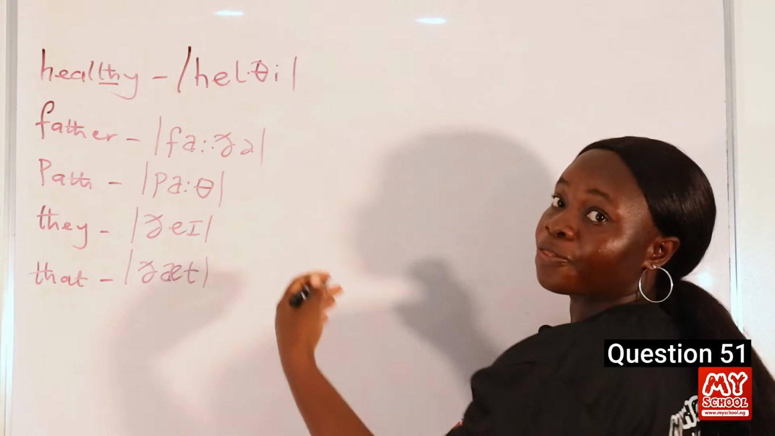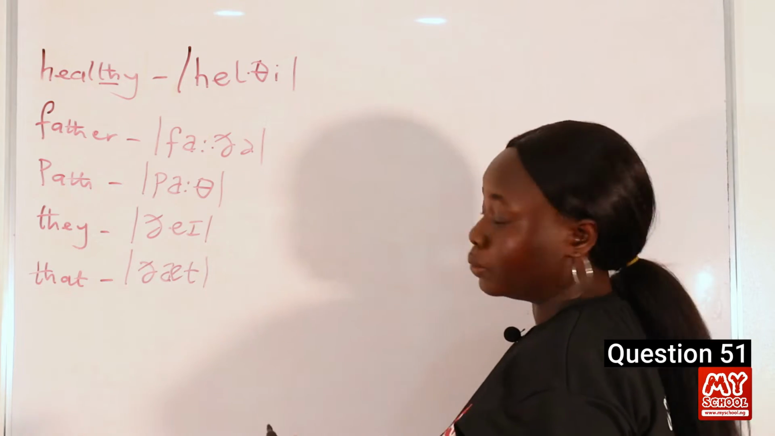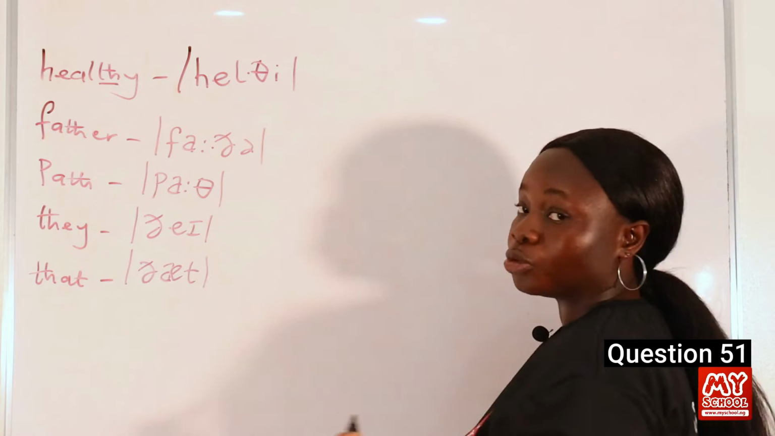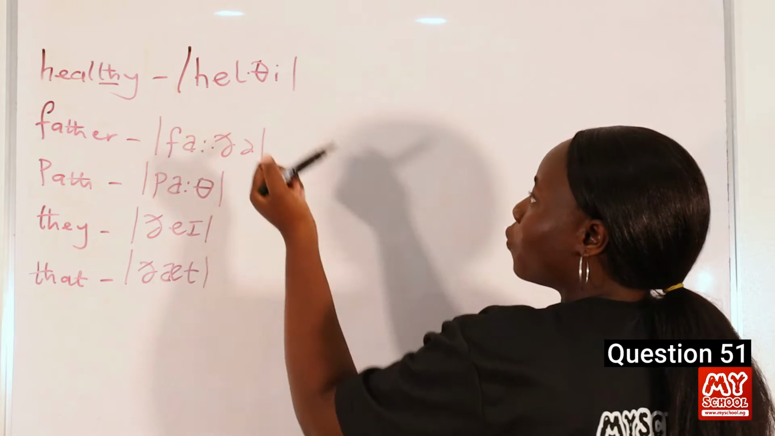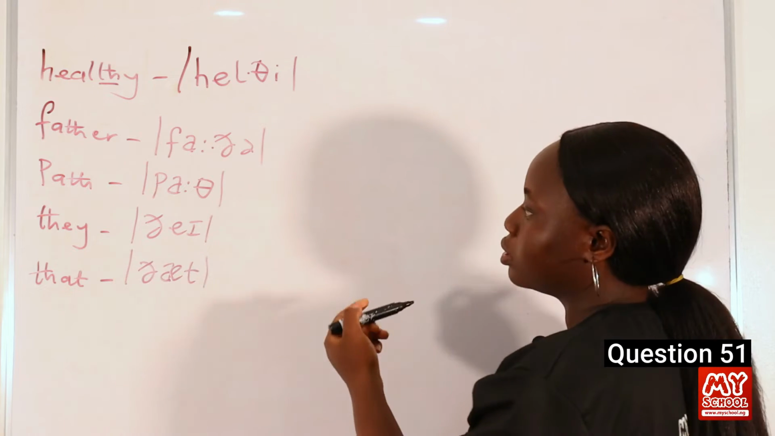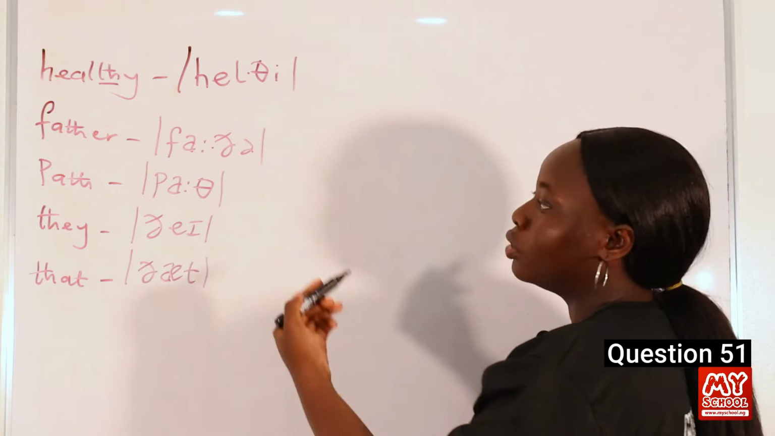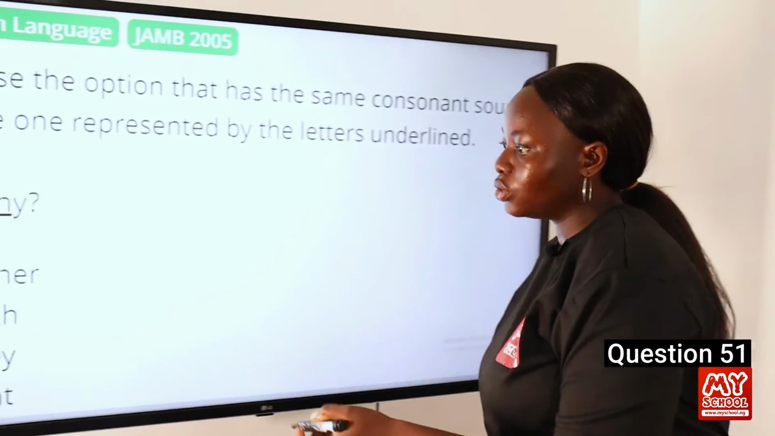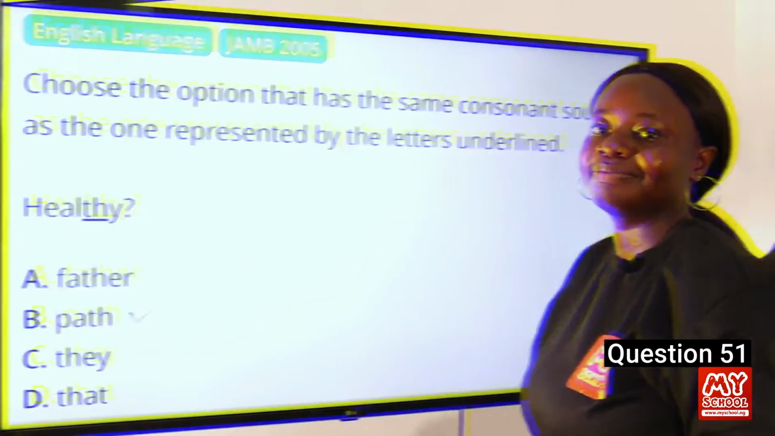This is the f sound, it is the voiceless sound, while this is the v sound, it is voiced. So that's the difference between the two of them. So we are looking for the option that has the same voiceless sound as that one in healthy, and that is path. So our answer to this question is path. Let's go back to the board to mark the answer. So the answer to this question is option B, path.